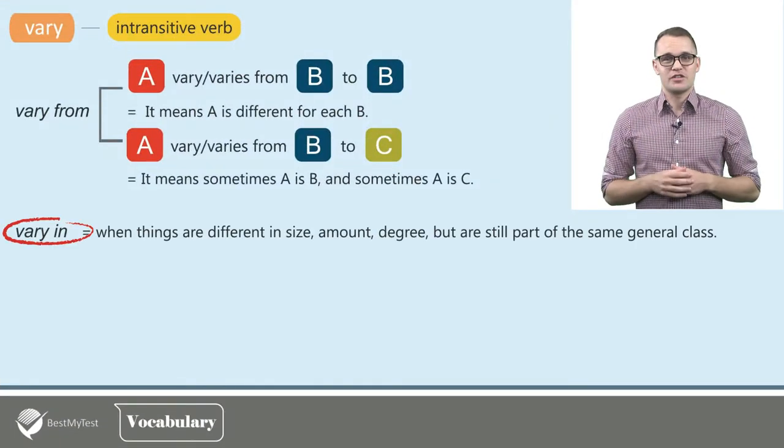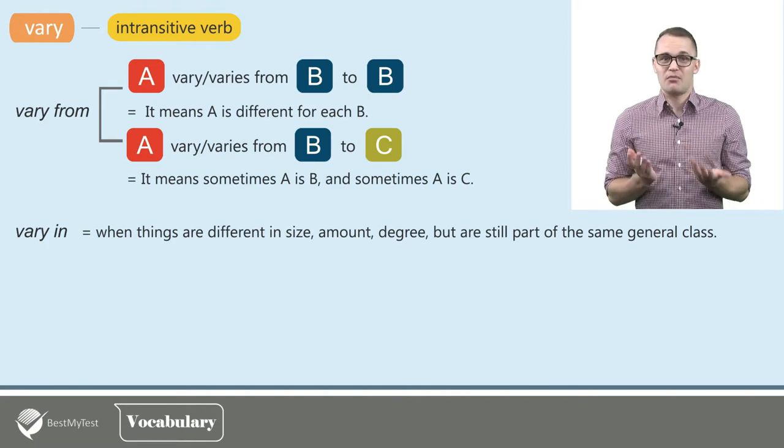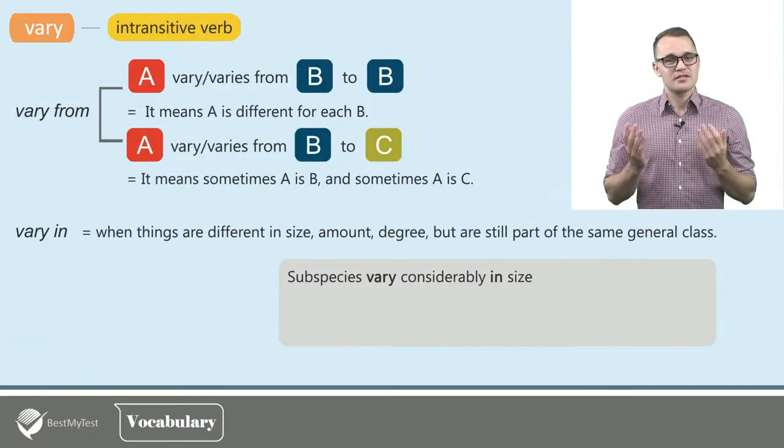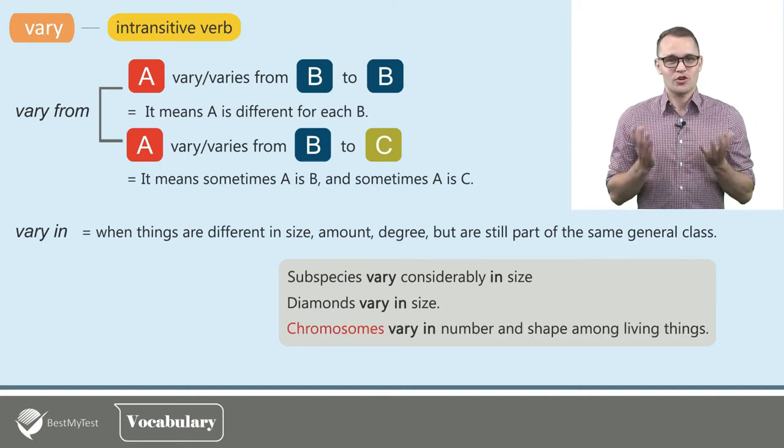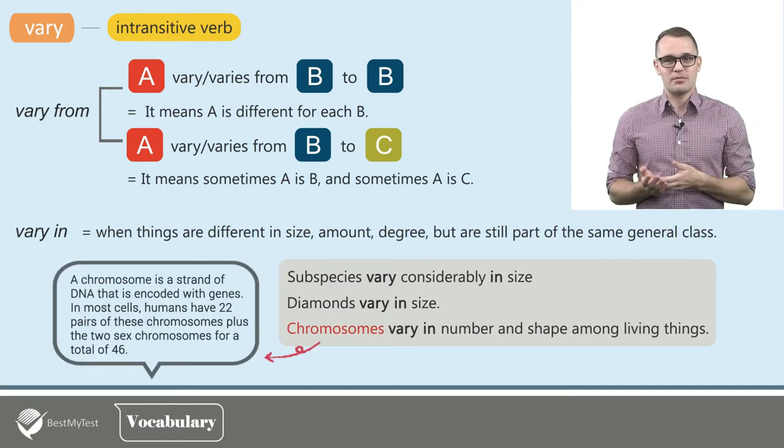Vary is also often used with the preposition in when things are different in size, amount, or degree, but are still part of the same general class. Here are some examples. Subspecies vary considerably in size. Diamonds vary in size. Chromosomes vary in number and shape among living things.